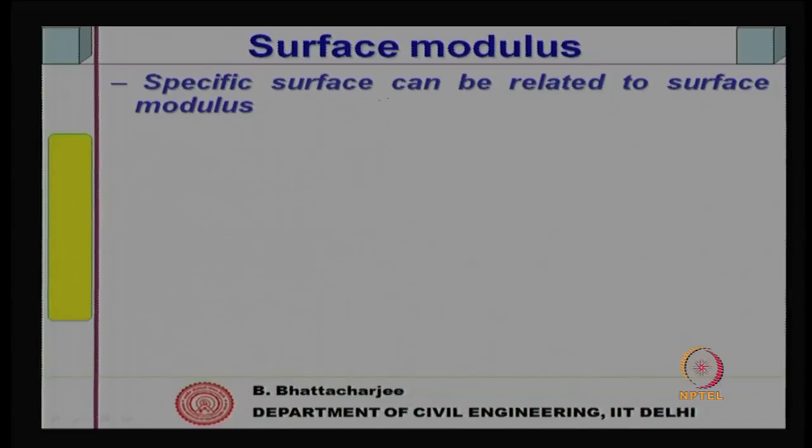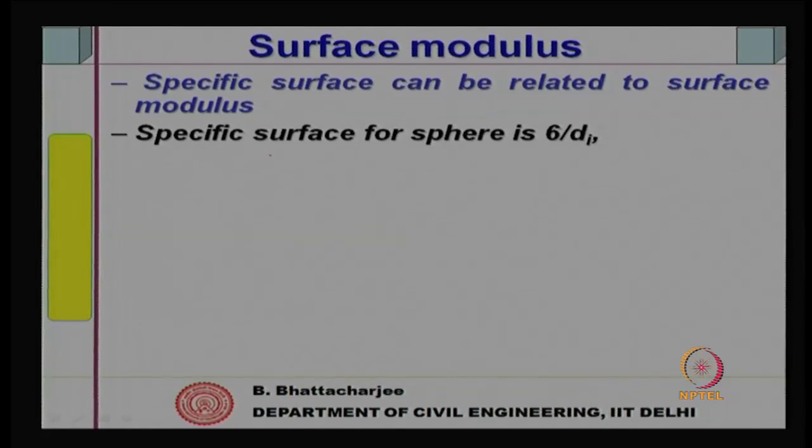What we use is the average sieve number, that is the fineness modulus, right, to represent, because it is essentially used for comparing two aggregates, which is finer, one is finer, another is less fine, right. And this is used in mix design, some of the mix designs, because you can designate a particular graded aggregate according to their fineness modulus. Similarly, there is another index called surface modulus. Specific surface can be related to surface modulus.